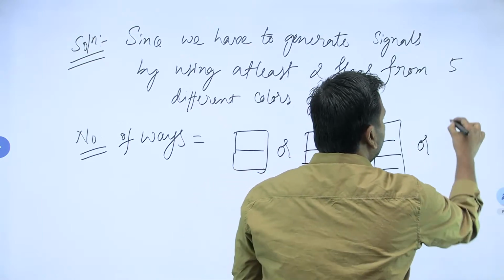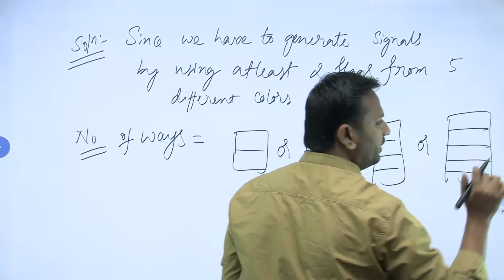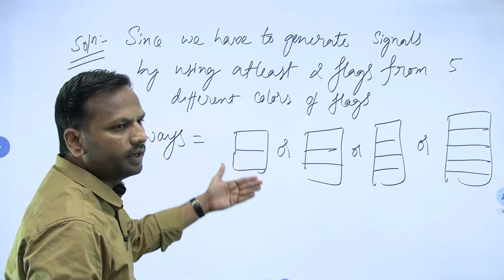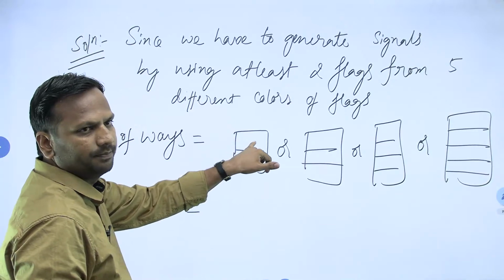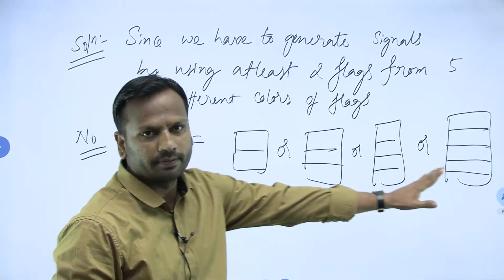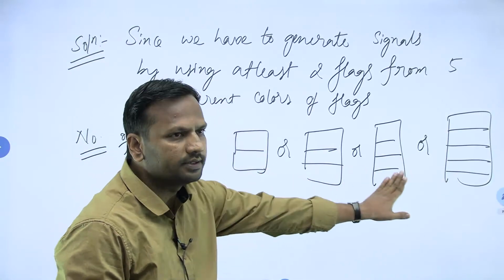Or I can take all the 5 different colors of flags here: 1, 2, 3, 4, 5. Now you see, in how many ways can I take the first flag here? If I consider these cases, there are 4 cases here: I can take 2, 3, 4, 5. So 4 cases we have here.